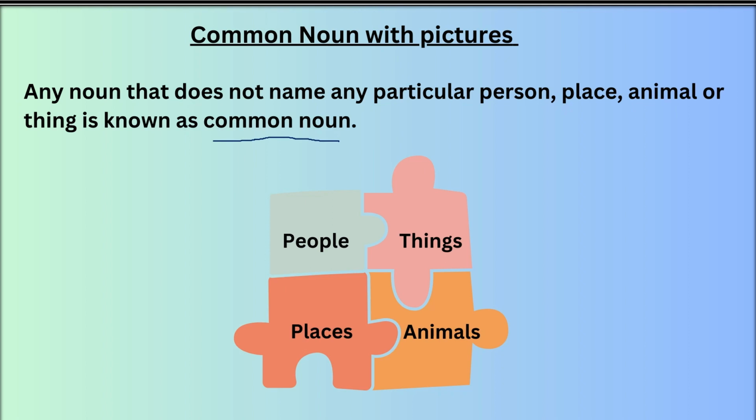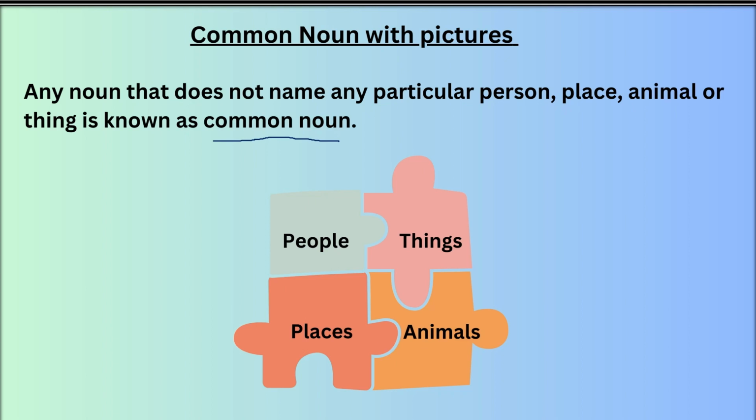For example, if we say that the boy is going to the school, now which boy? I am not naming any boy. I'm not saying that Rahul is going to the school, or she is a very good teacher. I'm not naming anyone. I'm just using the word teacher in a more general way. So when we use any noun in a general way, without naming any particular or specific person, place, animal, or thing, then that noun is called a common noun.